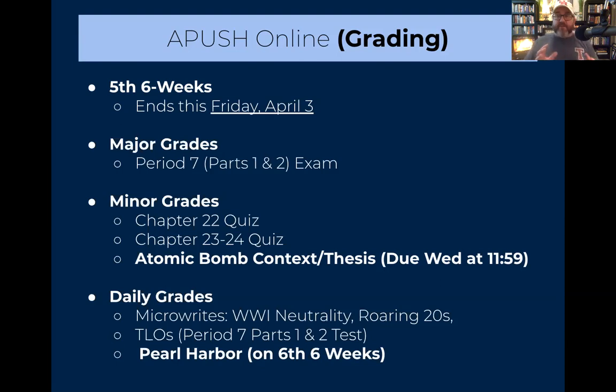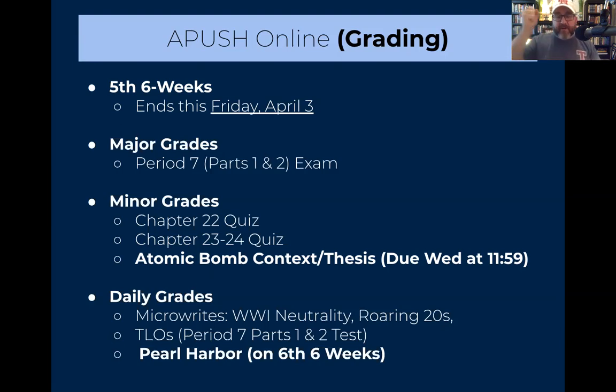All right, so let's backtrack. Let's look at our slideshow here for just a second. The 5th 6 weeks ends on Friday. One major grade, the period 7 exam. The minor grades are 2 quizzes you've already taken, and this atomic bomb context and thesis that you'll write for me this week will be the other minor grade.